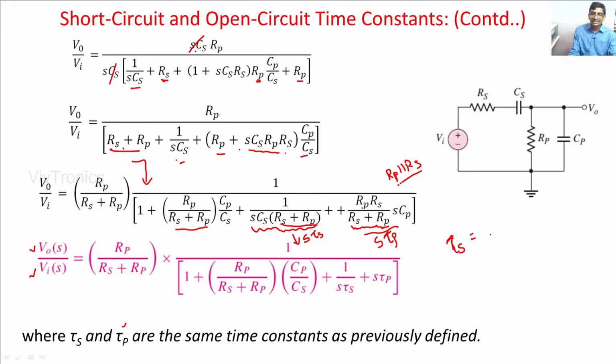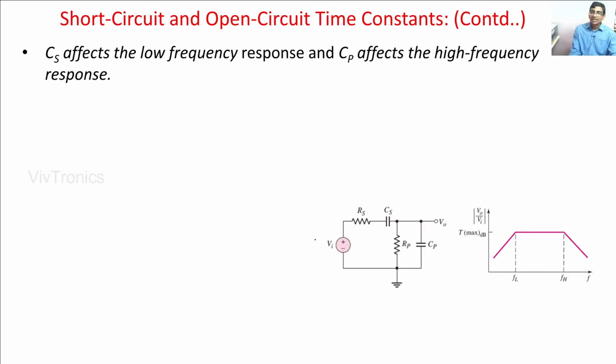The tau S is nothing but RS plus RP into CS, and the tau P is equal to the parallel combination of RP and RS into CP. Okay, these are all the equations for the series and parallel circuit time constants. Now we are going to get the bandwidth of this circuit. Okay, so CS affects the low frequency response and CP affects the high frequency response.